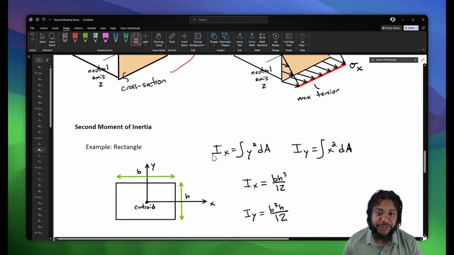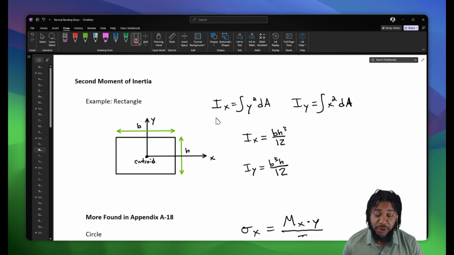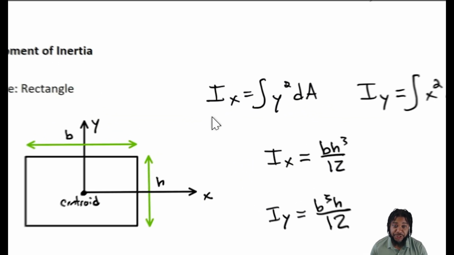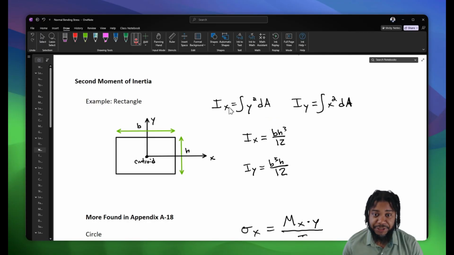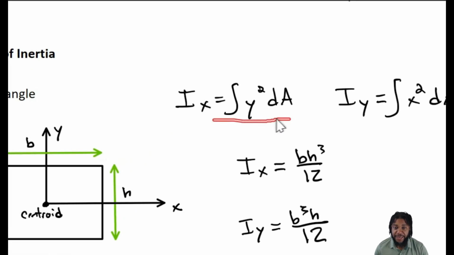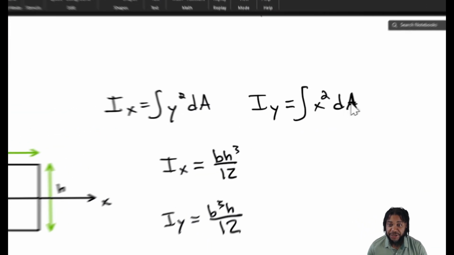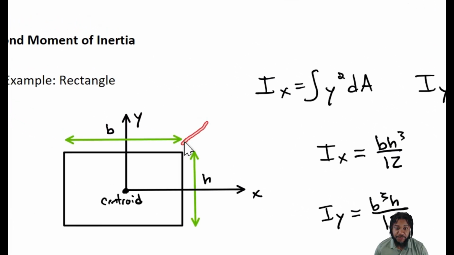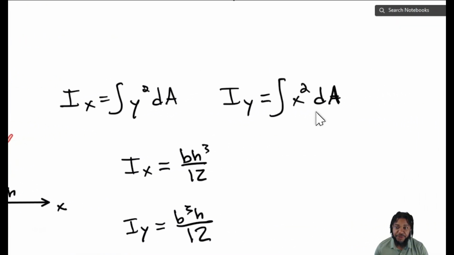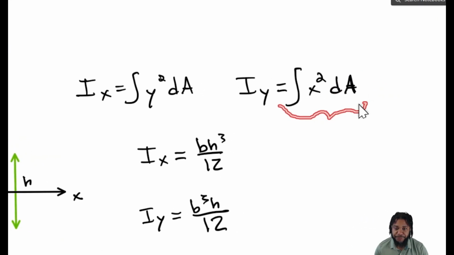Now, second moment of inertia. Second moment of inertia is something that can be a little bit tricky to find. The core equation for finding the moment of inertia is an integral, where the moment of inertia with respect to the x-axis is the integral of y squared dA, and the moment of inertia with respect to the y-axis is the integral of x squared dA, where dA is a term that we need to find with respect to our given geometry. So we'll actually have to determine what dA is in order to solve this integral.